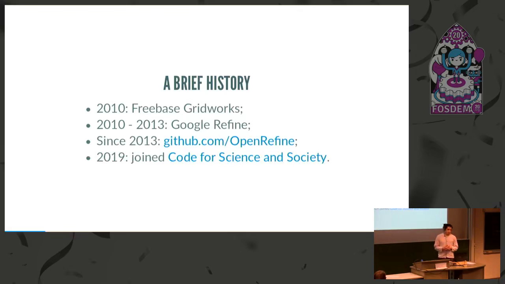And after a while, Google decided to stop running Freebase, so they also stopped supporting the tool, and they therefore converted the tool into a GitHub project. It was already open source, but then they sort of gave the project to the community and renamed it to remove the Google branding. And since then, the project ran like that as a GitHub project without much structure around it. And just last year, we finally joined a fiscal sponsor to actually provide some structure around the project and also to manage funding around it.